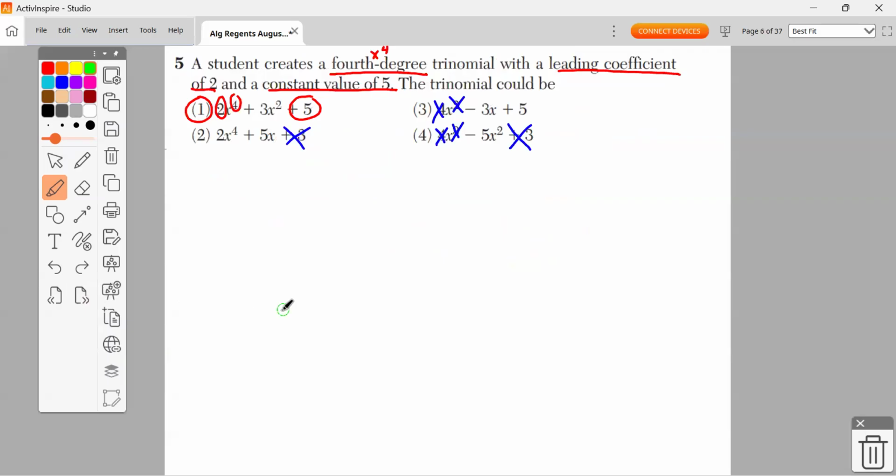In question number 5, a student creates a 4th degree polynomial. That means your biggest exponent has to be a 4 with a leading coefficient of 2. That means with the x to the 4th, it has to have a 2 out in front. And then a constant value, a plain number of 5. That trinomial could be choice number 1, 2x to the 4th plus 3x squared plus 5. It's got the 2, it's got the 4, and it's got the 5.